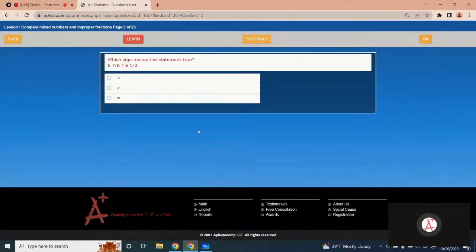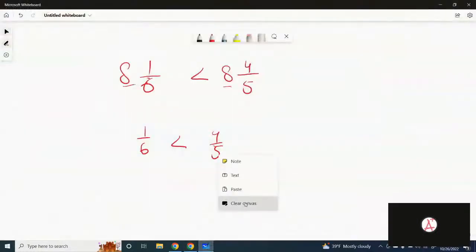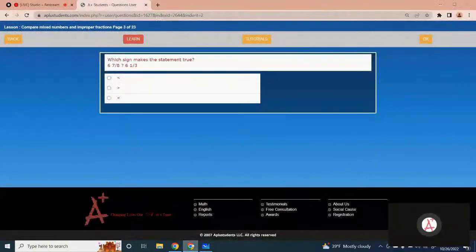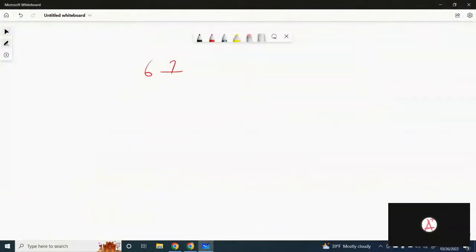Okay, which sign makes the statement true? 6 whole 7 by 8 and 6 whole 1 over 3. Just compare their whole numbers. Now just look at their fractions. So 7 by 8 is greater than 1 by 3 or less than 1 by 3?